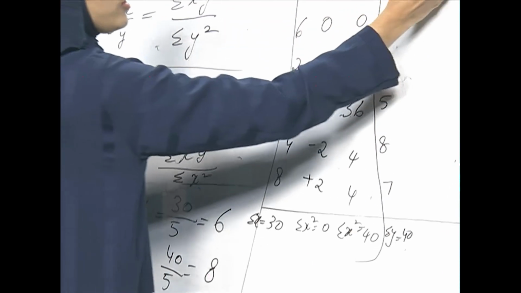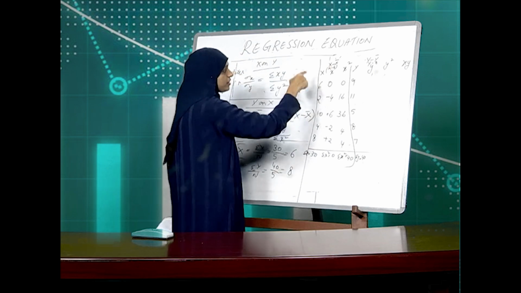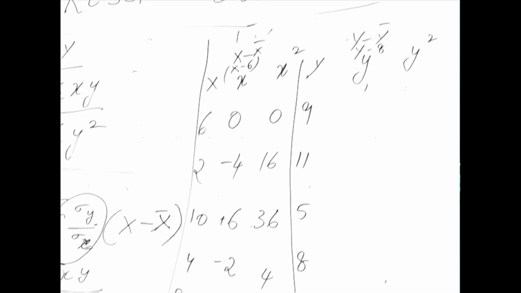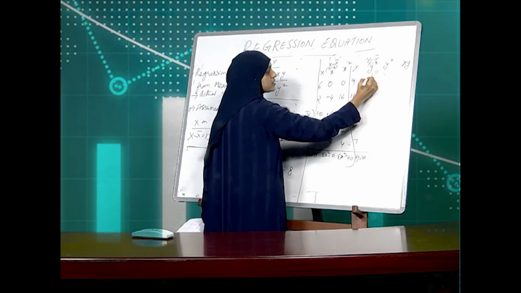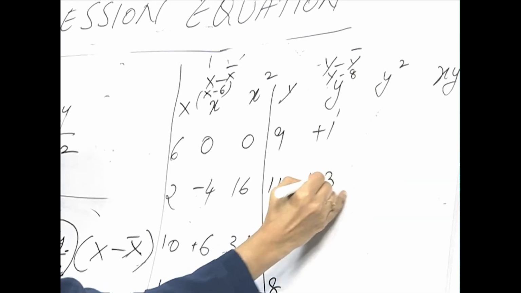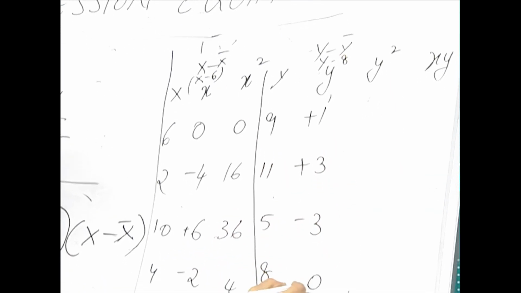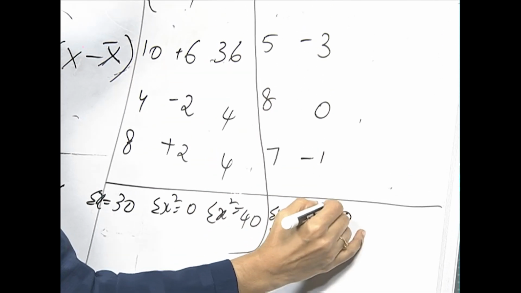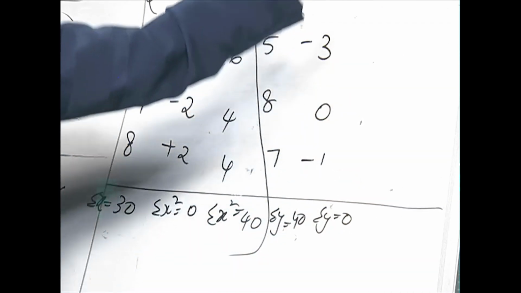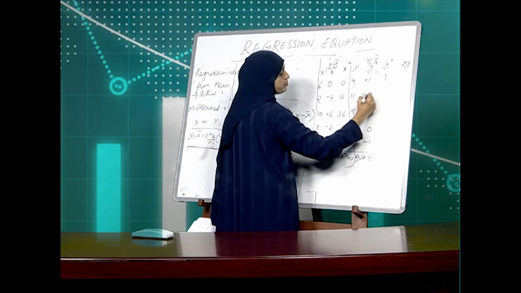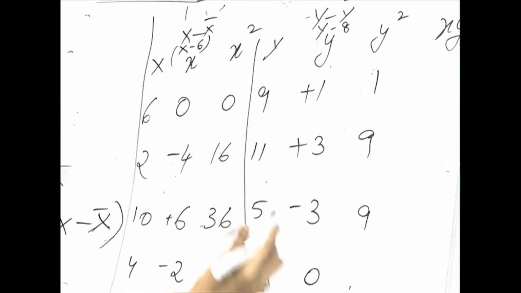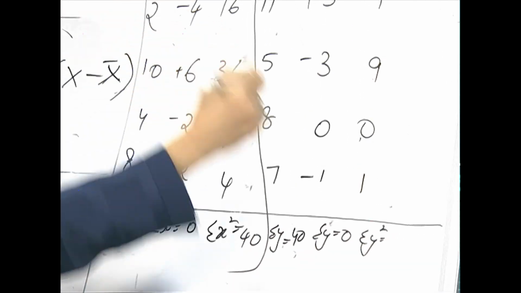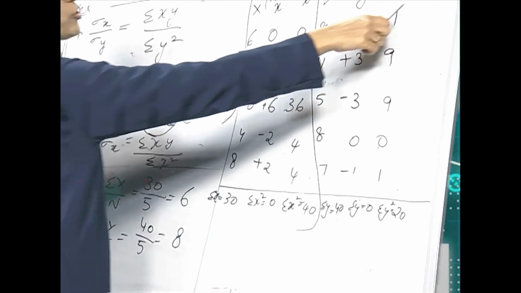So, now take deviation. So, this will be y minus 8. Earlier it was x minus 6 because mean of x was 6, mean of y is 8. So, we will take y minus 8. So, 9 minus 8, plus 1. 11 minus 8, 3. 5 minus 8, minus 3. 8 minus 8, 0. 7 minus 8, minus 1. Take the totals of this, this also will be 0. Now, y square, squaring all these values: 1 into 1, 1. 3 3 is 9, 3 3 is 9, minus will become plus, 0, and this will be 1. So, y square, 18, 19, 20. So, this is 20.